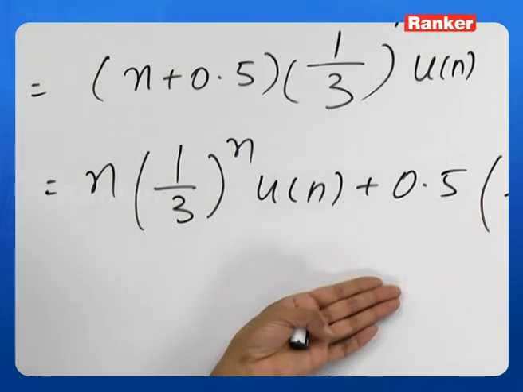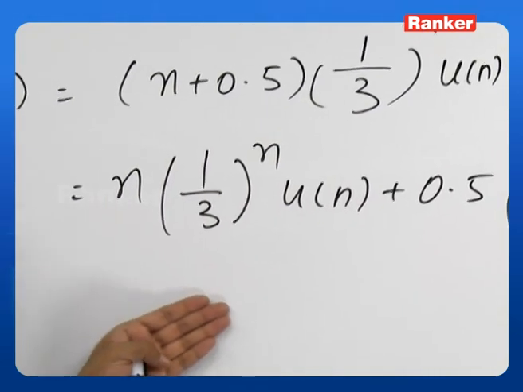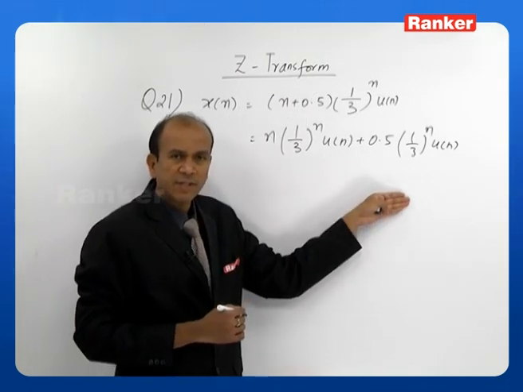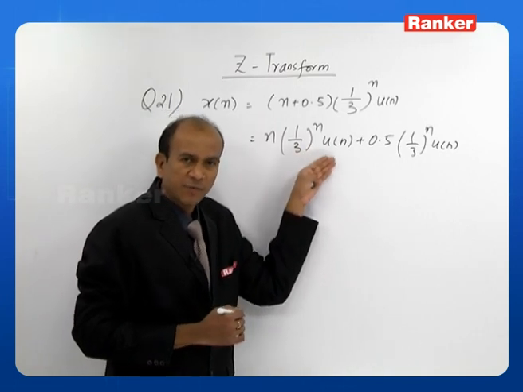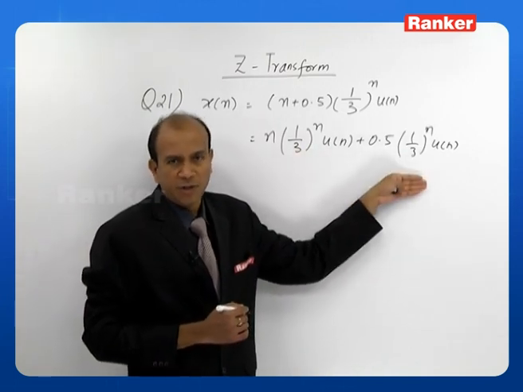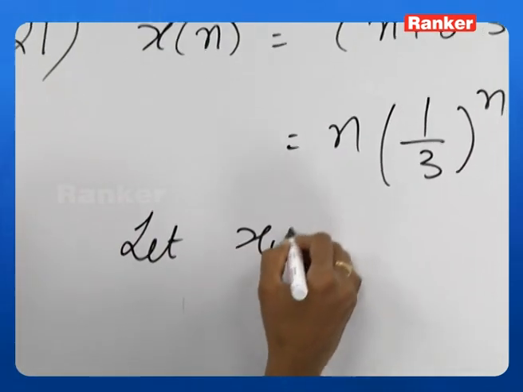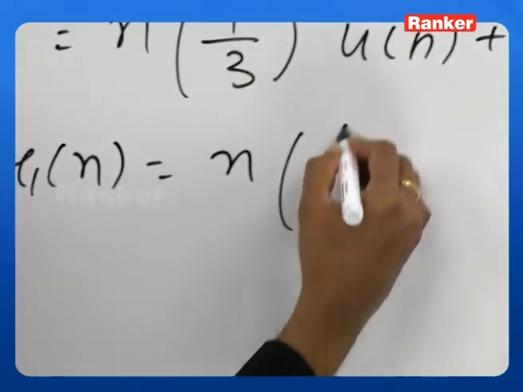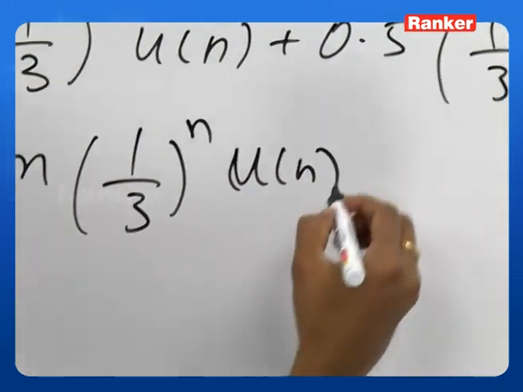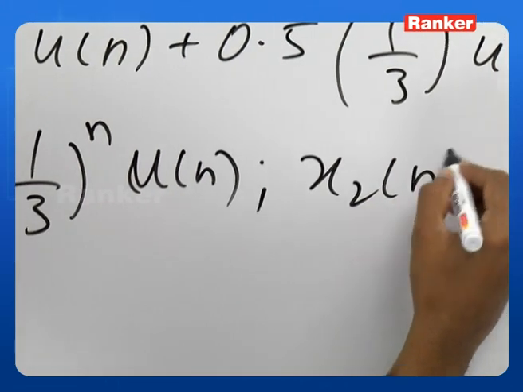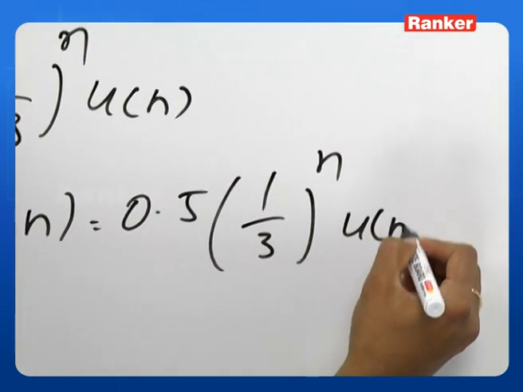So we have to use the linearity or superposition theorem, which says that if x1 of n has a z transform x1 of z and x2 of n has a z transform x2 of z, then the total z transform will be the summation of x1 of z plus x2 of z. So let's take that into consideration. Now let x1 of n be equal to n into (1/3)^n u of n. Similarly, x2 of n is equal to 0.5 (1/3)^n u of n.